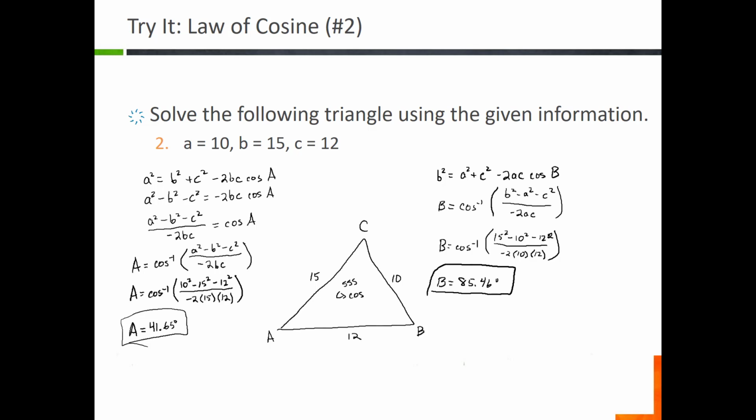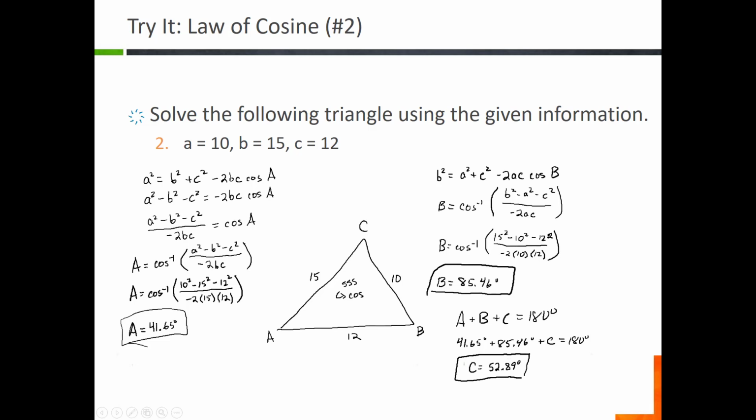To find angle C, we could do the exact same process and set up our law of sines equation. Instead, we can use sort of the easier method that A plus B plus C is 180 degrees. So 41.65 degrees plus 85.46 degrees plus C has to equal 180 degrees. And solving for C, we get 52.89 degrees.